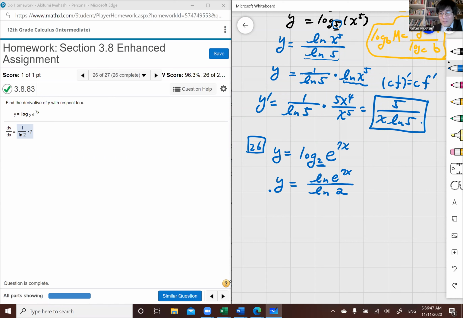Now, numerator is basically just 7x. Remember, that's log of base c of e to the power of x is equal to x. Using this property, numerator is 7x. So it looks complicated, but it's basically number times x. It's just a linear function. So what is the derivative of the linear function? Well, it's just a slope. So the slope is this weird number 7 over ln 2. Okay.